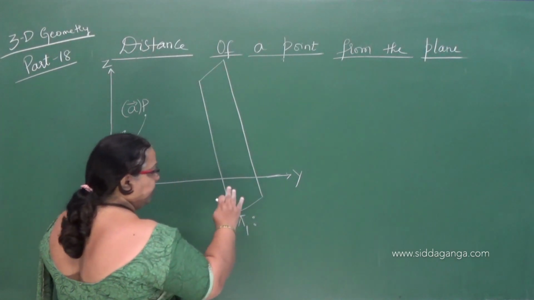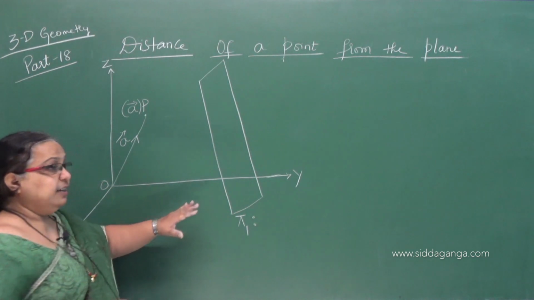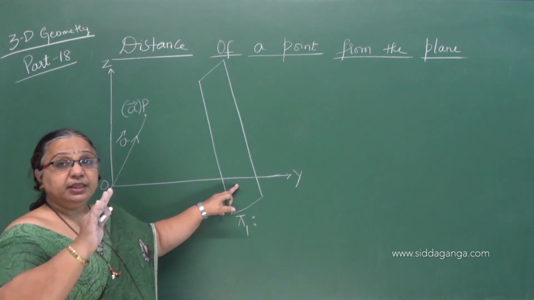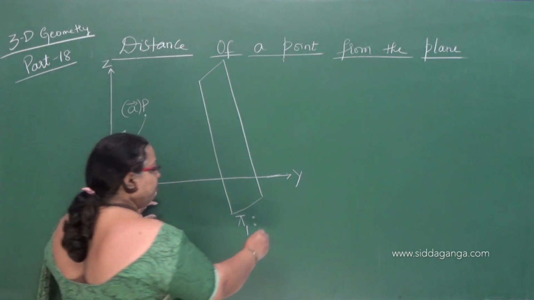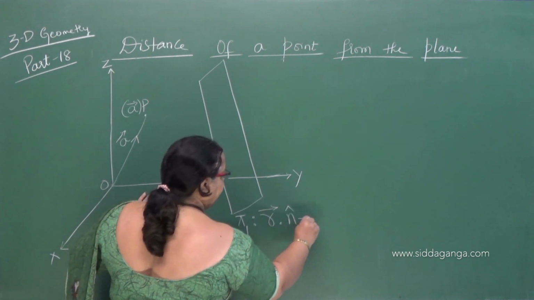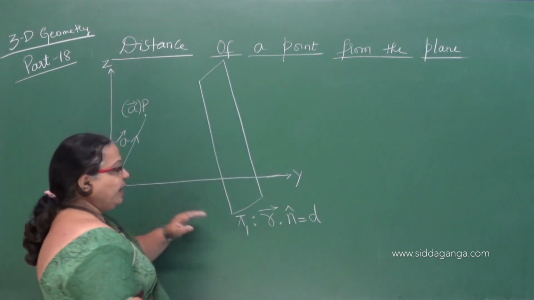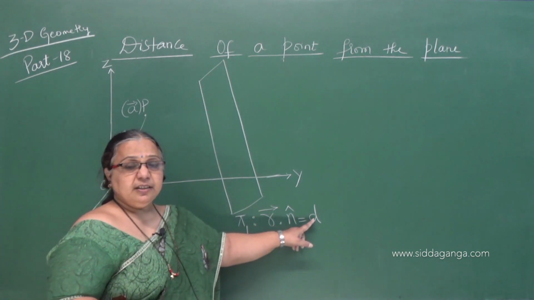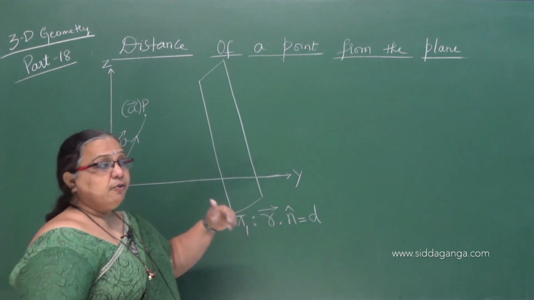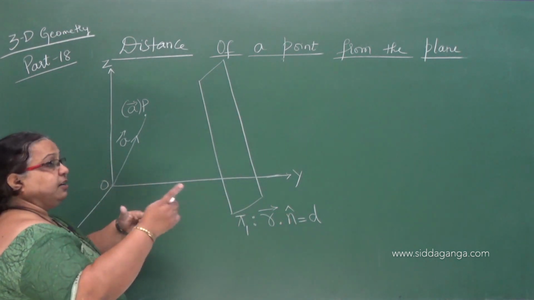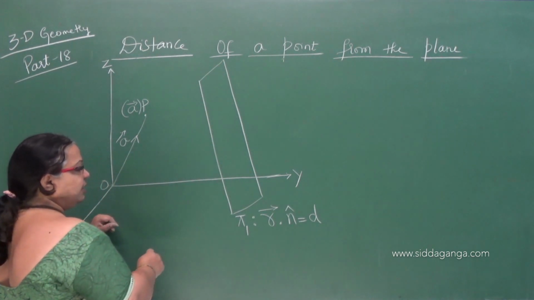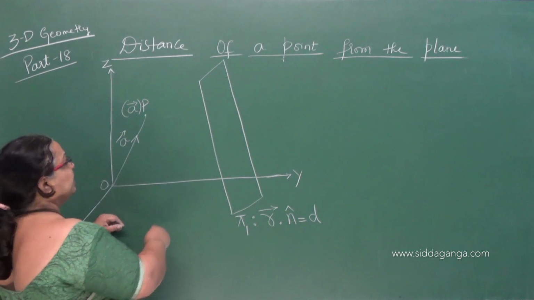Pi 1 is the first plane. The first plane, the given plane, is considered according to theorem 1. So according to theorem 1, vector r dot n cap equal to d, where d represents the distance of the normal vector which is drawn from the origin to the plane. We have to draw a perpendicular from the origin to the plane. So its distance we take as d.